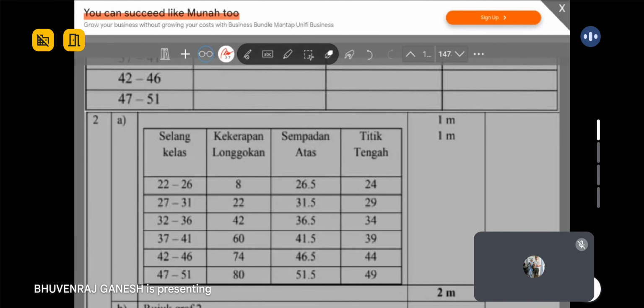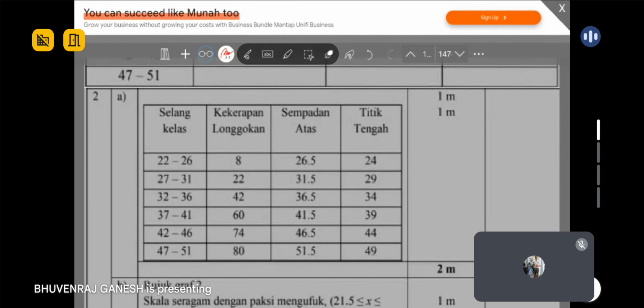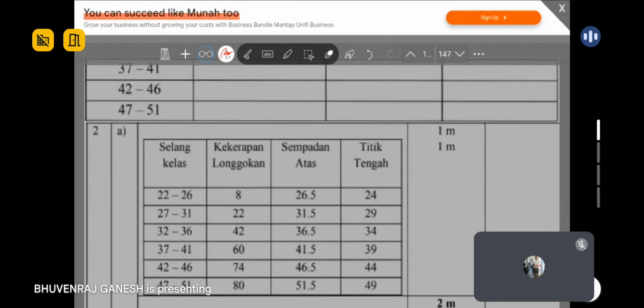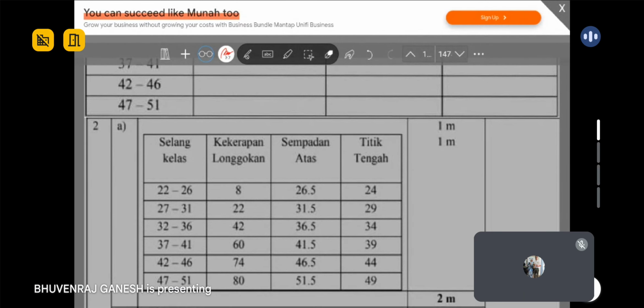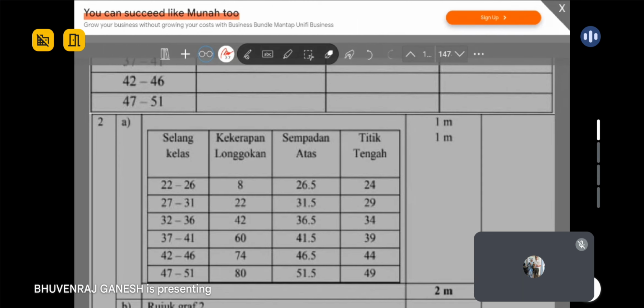Okay, saya harap kamu semua boleh isi yang ni lah. I think you all can do this already. Okay, so guys, ogive, x-axis. May I know what you use to plot? Paksi X guna apa? For ogive. Yang ni kena hati-hati. Ogive, what you use guys? May I know? Very good.